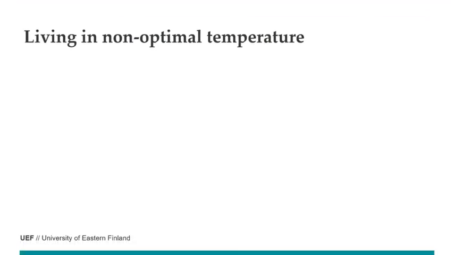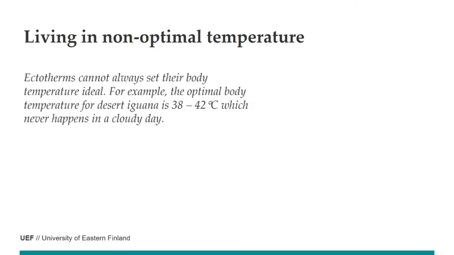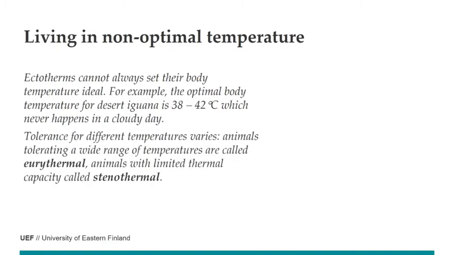But still, not every ectotherm can live at its optimal temperature. For example, the desert iguana likes to have a body temperature of maybe 40 degrees Celsius, but what about a cloudy day? It's completely impossible. That's why they must also tolerate some temperatures that are not ideal. And this tolerance can vary. Some of them can tolerate a wide range of temperatures, from 0 to 40 degrees Celsius or whatever. And then some are stenothermal, so they have limited thermal capacity. They can tolerate maybe from 0 to 10 degrees Celsius or from 30 to 40.